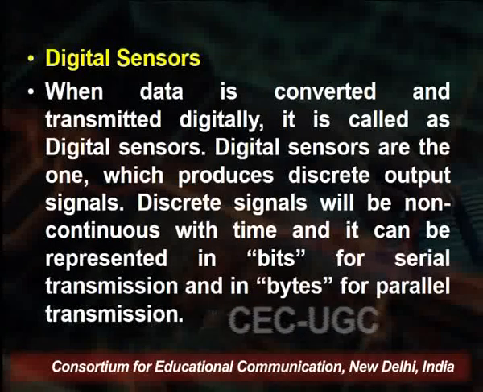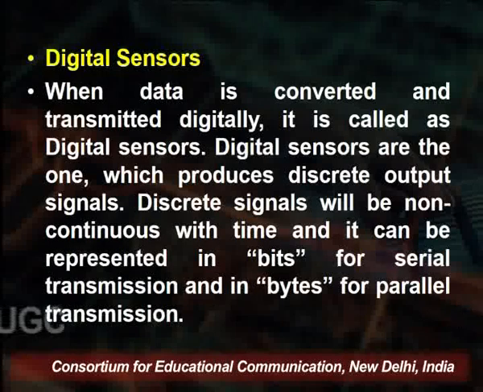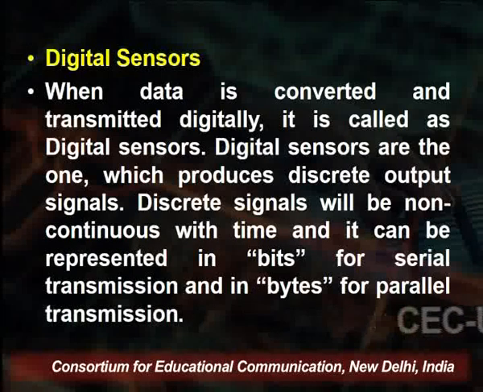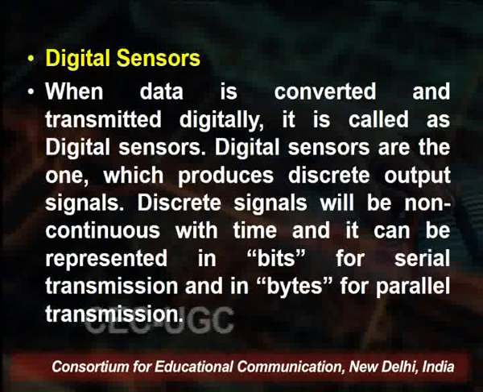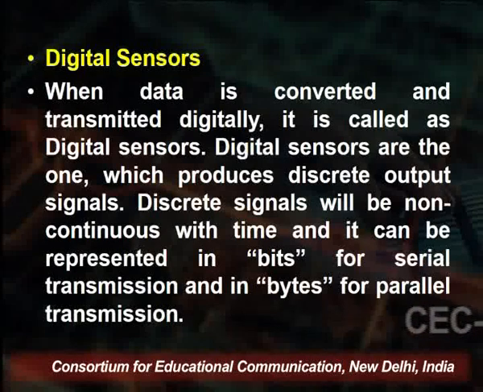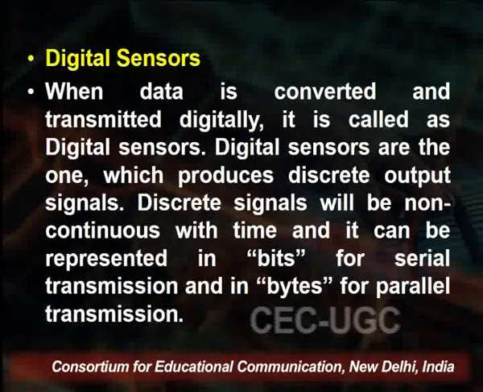Next are the digital sensors, which convert and transmit digitally. The data is converted and transmitted digitally and it is called a digital sensor, like the data is converted into bits and bytes. So digital signals will be non-continuous with time and can be represented in bits for serial transmission and bytes for parallel transmission. So it produces a discrete output signal.